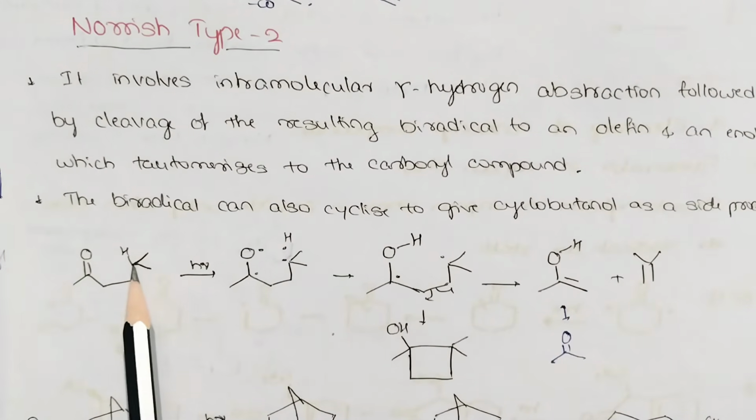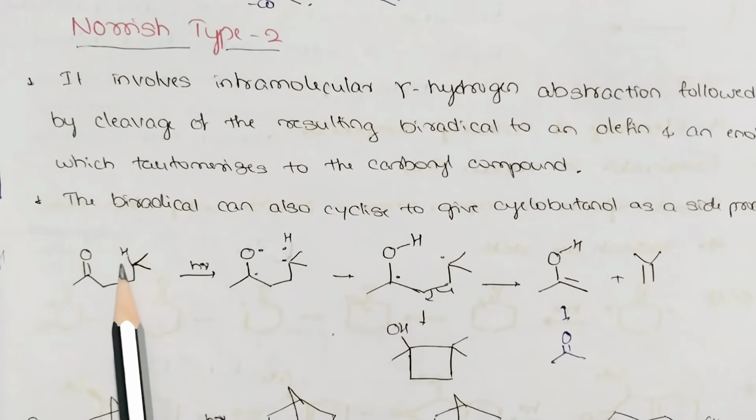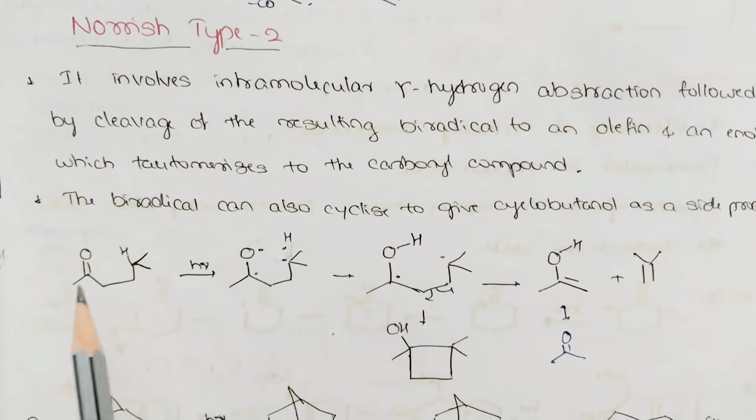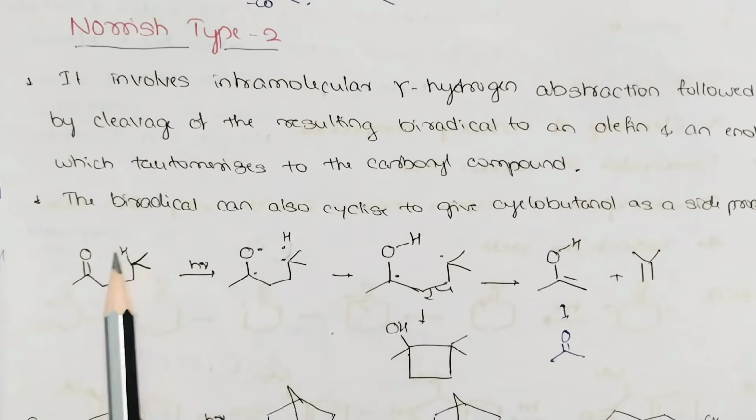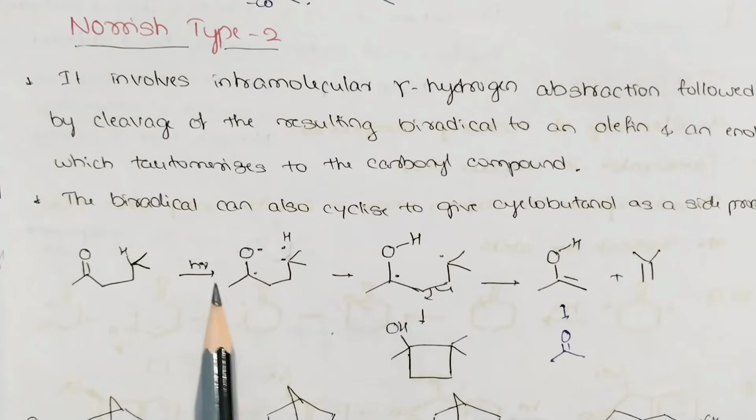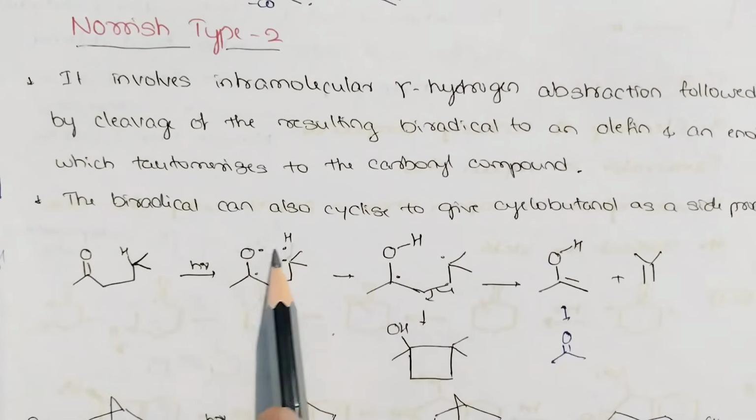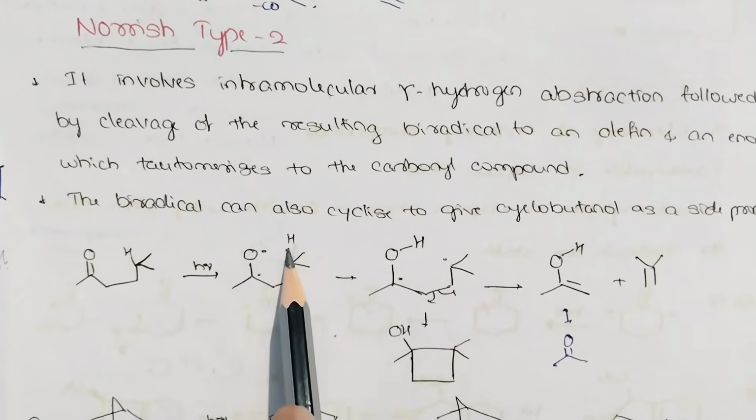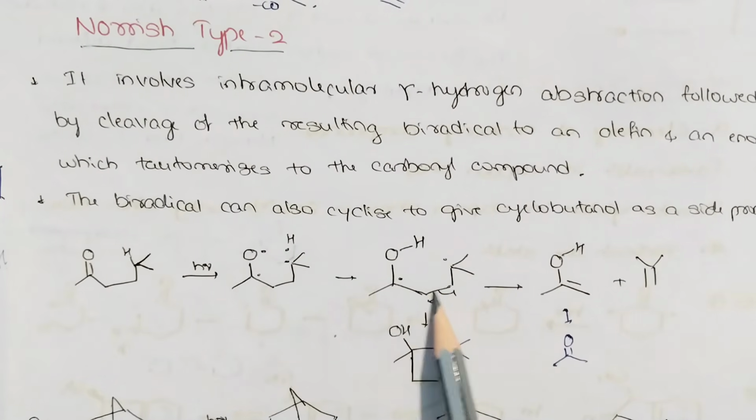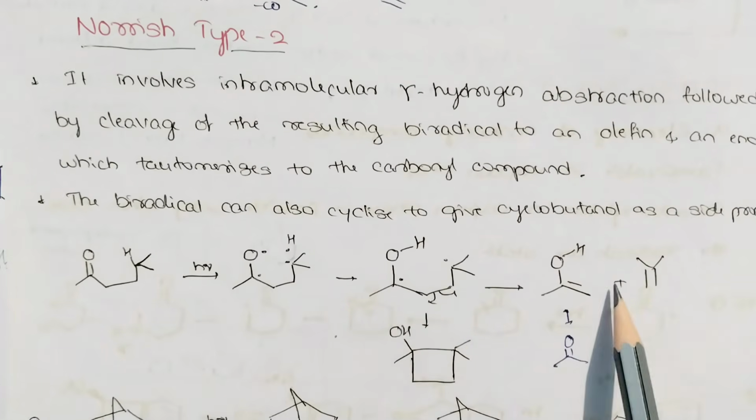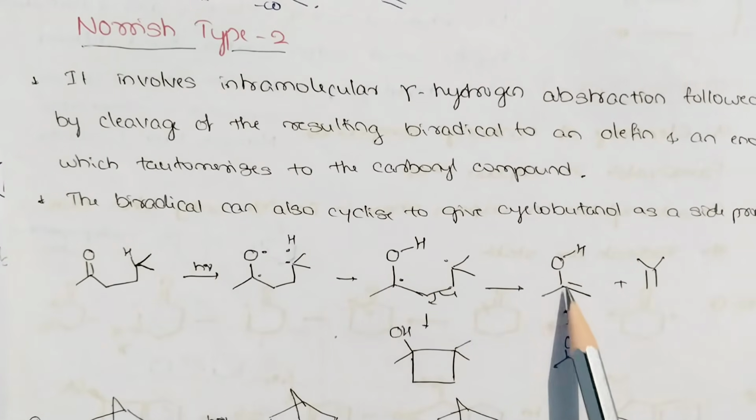This is alpha, beta, gamma. Gamma hydrogen must be present for the Norrish type 2 reaction. Here the abstraction of this hydrogen by this oxygen takes place. This electron of oxygen and this electron combine to form an OH bond, and here the beta bond cleavage takes place to form the olefin and the enol. The enol is tautomerized to the ketone again, and this type of reaction is called Norrish type 2 reaction.